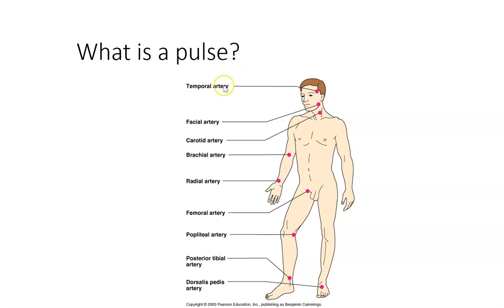A popliteal behind the knee, that one's pretty tough to find. Posterior tibial, it's not easy, but it can be found. And again, if you've got a leg injury up here, then you take a pulse down here to see if blood flow is still going to that area.